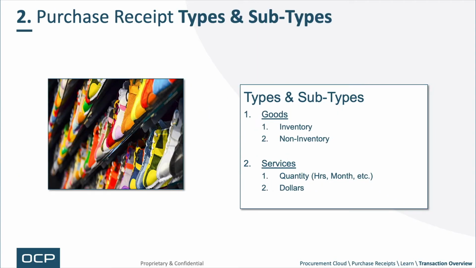So purchase receipt types and subtypes, no surprise here, really mirror the purchase order types and subtypes. You have largely goods receipts and services receipts. The goods we subdivide into inventory and non-inventory. The services we really do by quantity, or what we'll call a variable rate, so it varies based on the number of, in this case, hours, months, whatever. Or fixed rate, where it's a dollar or a draw down amount, only if you're a PeopleSofter. So those are different types and subtypes of purchase receipts.